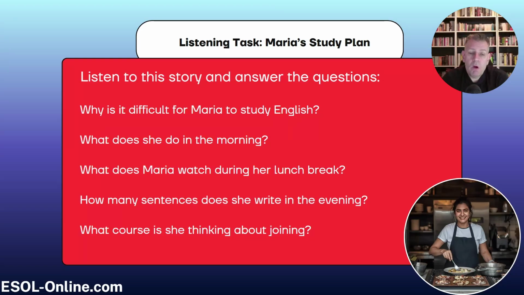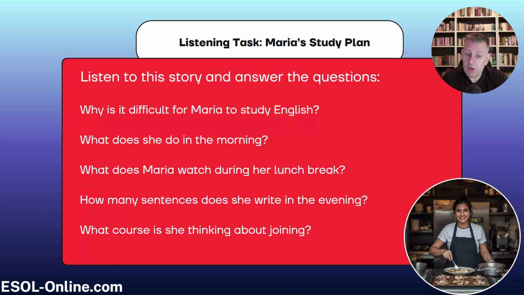It says, Maria works in a restaurant and she often finishes late at night. She wants to improve her English, but she doesn't have much free time. So she made a simple plan. Every morning she listens to a 10-minute English podcast while she gets ready for work. When she walks to the bus stop, she practices new words on her phone. During her lunch break, she watches a short English video about cooking because she likes learning vocabulary for her job. In the evening, she writes 3 sentences in English about her day.